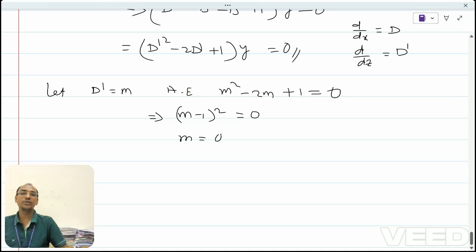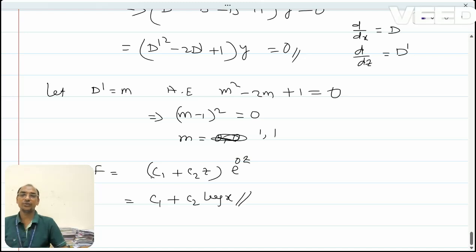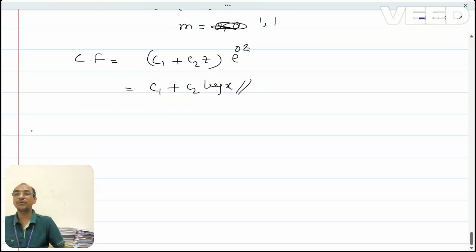So m minus 1 equal to 0, so m equal to 1 comma 1, repeating two times. So the complementary function will be c1 e to the z. Since it is repeating two times, remember that here we will write in terms of z because we are solving the differential equation in terms of D dash. So c1 plus c2 z, multiplied by e to the power 1 into z, which gives c1 plus c2 log x times x. This is the solution. After getting the solution in terms of z, please replace the value of z as log x, and that will be the final solution. Next, we will take another example.